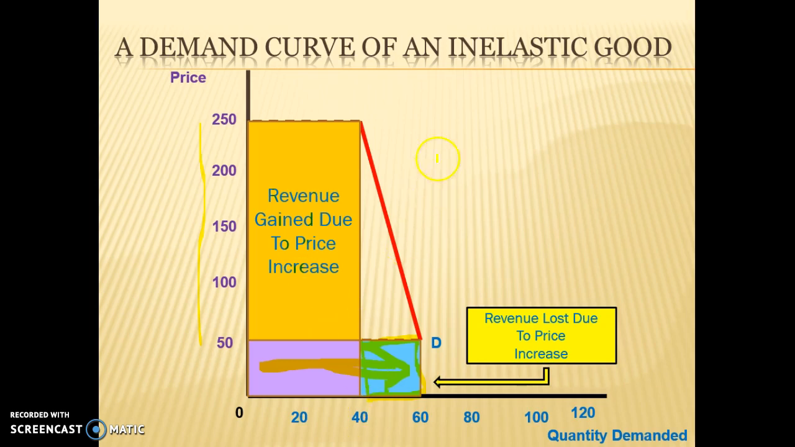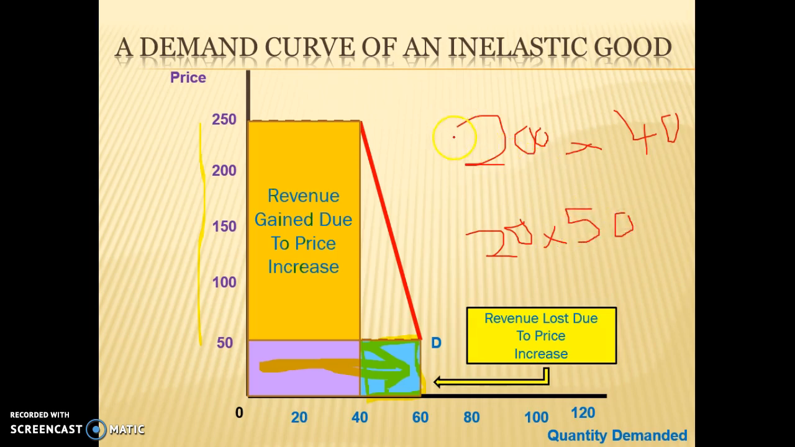So we're gaining 200 times 40 units of revenue, and we're only losing 20 times 50 units of revenue. Very hard to draw. So the revenue that we gain, this amount here, is much higher than the revenue that we lose, this amount in here. And therefore we're better off charging a higher price. And that's why businesses want an inelastic demand curve.